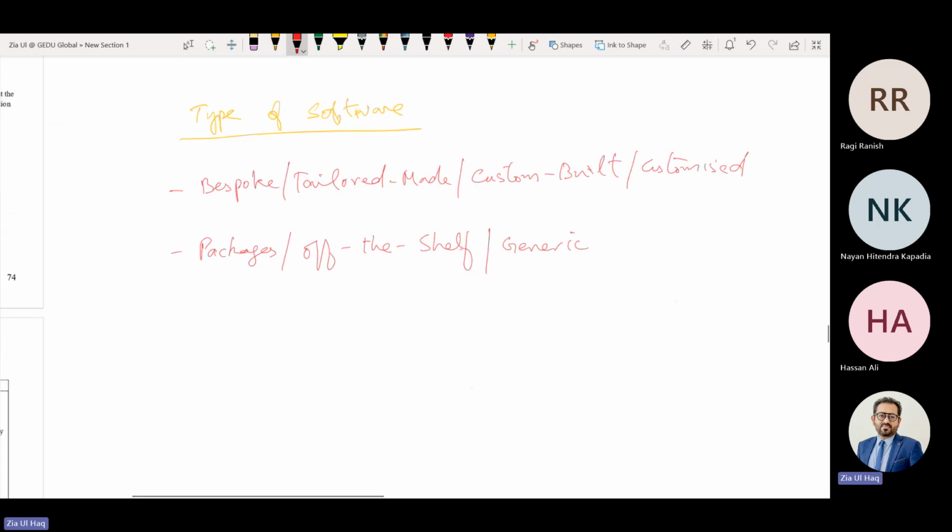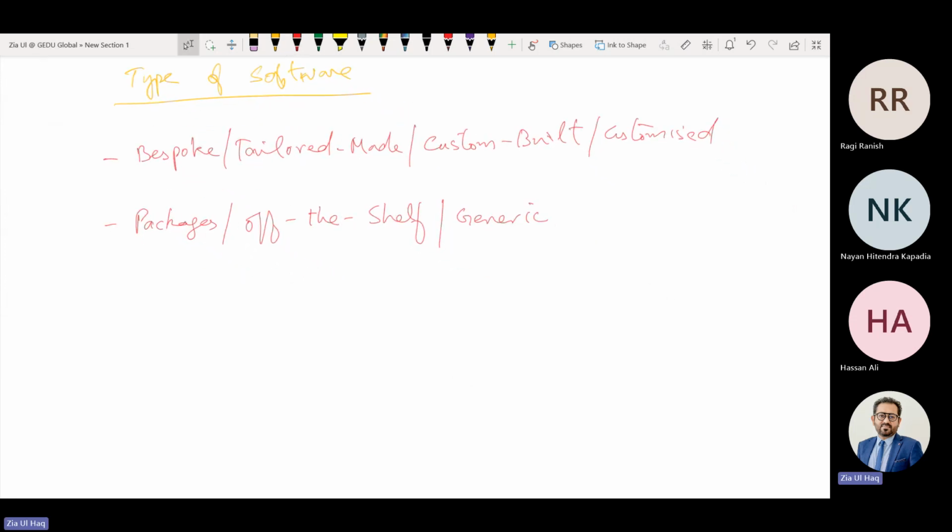What are the benefits and problems associated with these types of software? There could be an issue of cost. The packages, generic, will be cheaper. We can even download online for free. While for bespoke, we need to pay the cost to the software house.